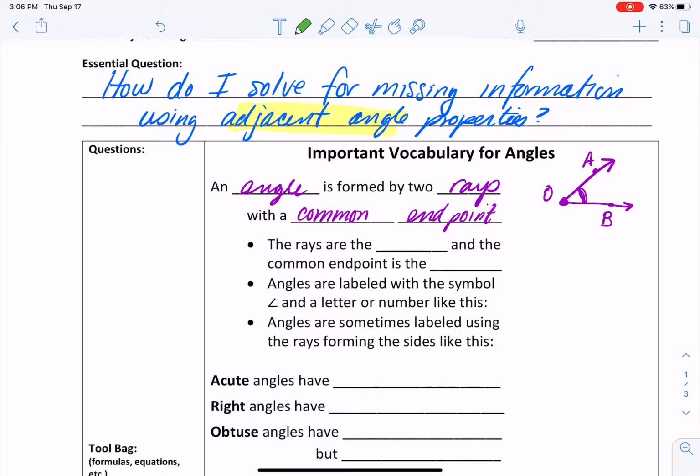Rays are the sides of an angle, and the common endpoint is the vertex. Angles are labeled with the symbol that looks like this. I usually draw it with a half circle or an arc through it, so that's angle O. And they can sometimes be labeled using the rays, so it looks like this: angle AOB, with the vertex in the center.